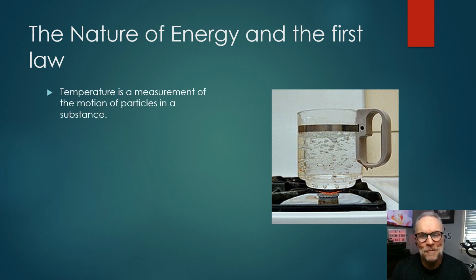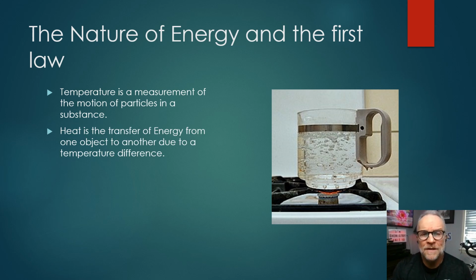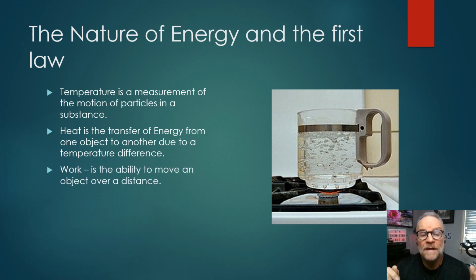Temperature. Okay, so we're going to talk a little bit about temperature and heat and compare and contrast these. I think we've done this before in other units, but it's good to review it. Temperature is a measurement of the motion of particles, so that's the kinetic energy. Heat is a transfer of energy from one object to another due to temperature differences, usually going from low to high temperature differences. Work is the ability to move an object over a distance.